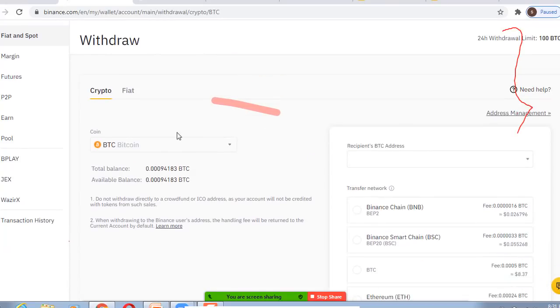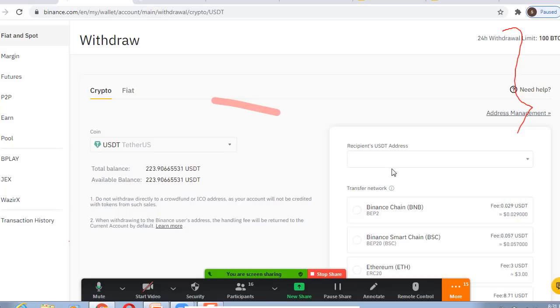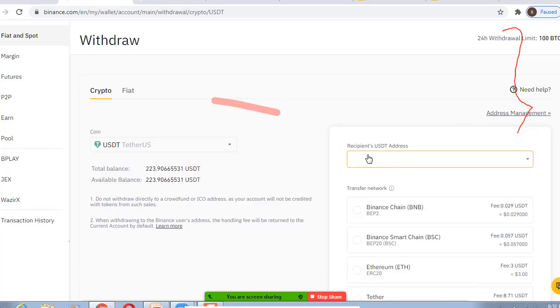If I want to withdraw fiat, I don't have fiat anymore. Since it's crypto, I can click on crypto. I have USDT in my balance, so I can use Tether here. Then I have this balance here. What I will do is take the address and paste it here.